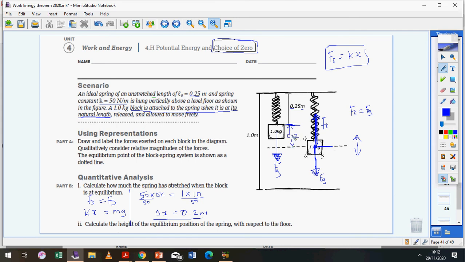0.2 meters. And if this whole thing is 1, then the equilibrium position is going to be 1 minus 0.25 plus 0.2. So that equilibrium position from the floor, from the bottom up to this point, is 0.45, so that means this will be 0.55 meters. So this is 0.55 meters. So there you have that.